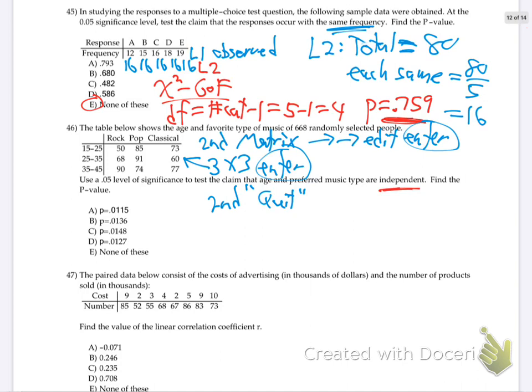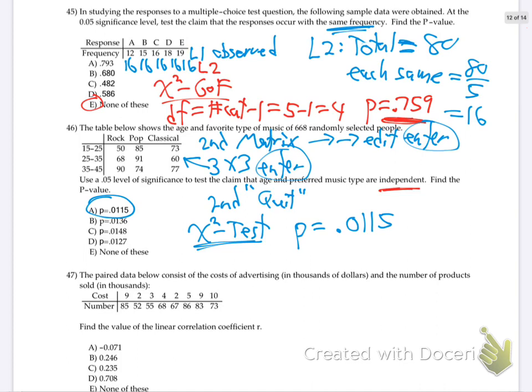And then we go to the chi-square test. Not the goodness of fit, but just the normal chi-square, right? Normal chi-square test. And calculate. I'm getting a p-value. That is 0.0115. There it is.